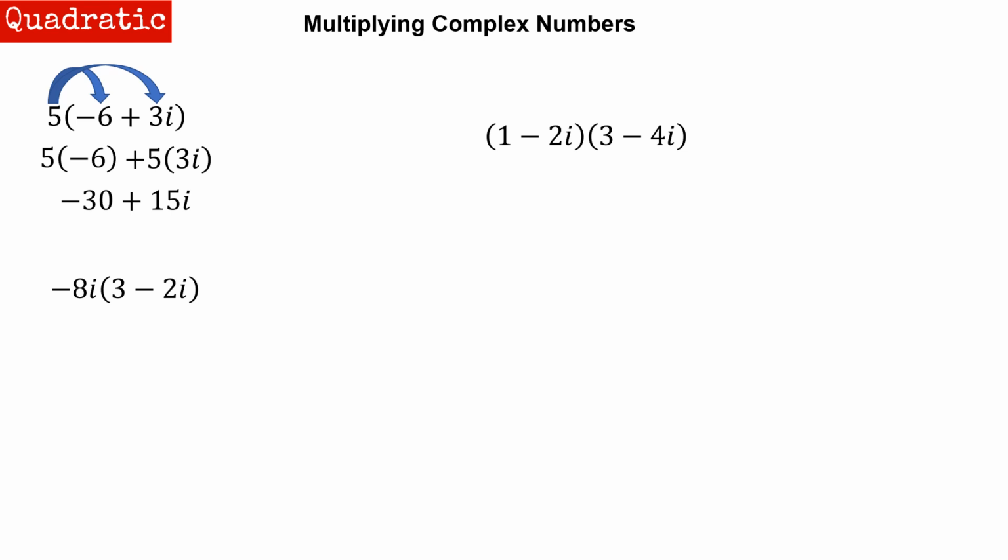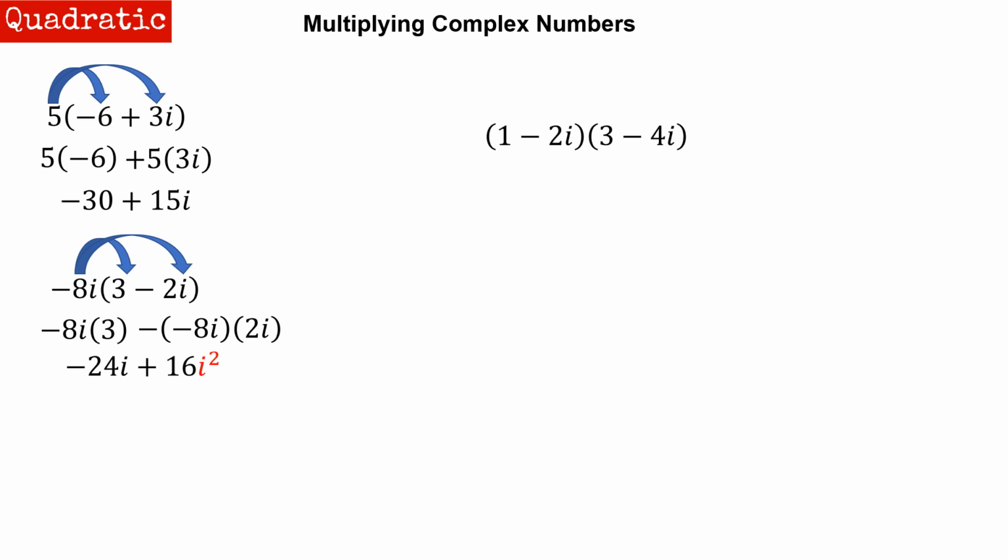Let's look at the second one. -8i times 3 minus -8i times 2i. Two negatives make a positive, so now we have -24i plus 16i squared. Hopefully you're getting used to every time you see i squared, you're going to put in a -1. So that's what I did. Now we have -24i minus 16.